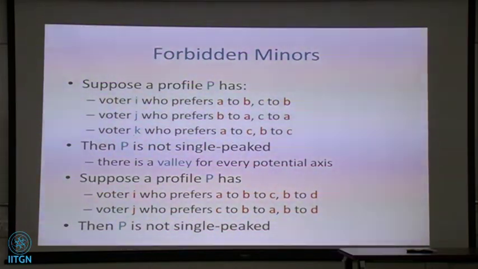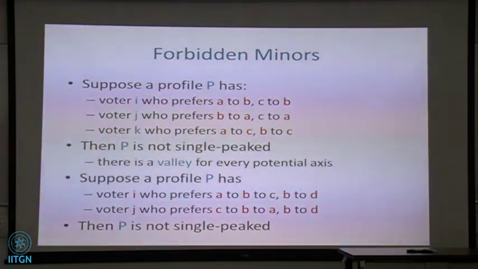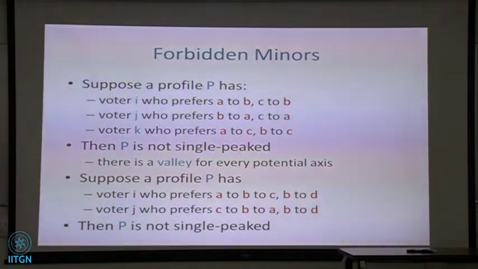Okay. So the claim is that these 2 configurations completely describe single peaked profiles. Your profile is single peaked if neither of these configurations is present. What do I mean by configuration? For this configuration, you pick 3 voters, 3 candidates. For this configuration, you pick 2 voters, 4 candidates. You look at your profile, pick 2 voters, 4 candidates, rename them, and if you obtain this sort of preferences, then your profile is not single peaked. But if no matter how you try to pick these 2x4, 3x3 minors, you don't get this configuration, then your profile is single peaked.